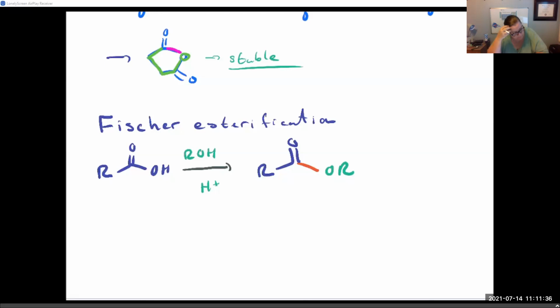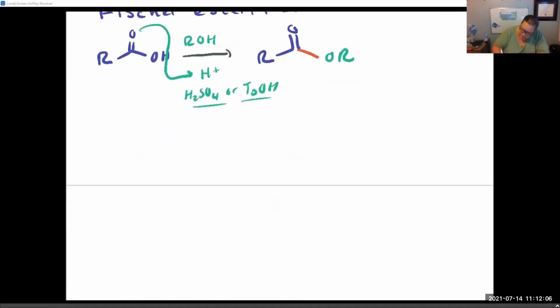Any ideas? When we have a strong acid in our system, so this could either be H2SO4 or TsOH, typically what do we do with these acids? Come on, guys. Protonation, exactly. Okay, so we're going to protonate the carbonyl oxygen.